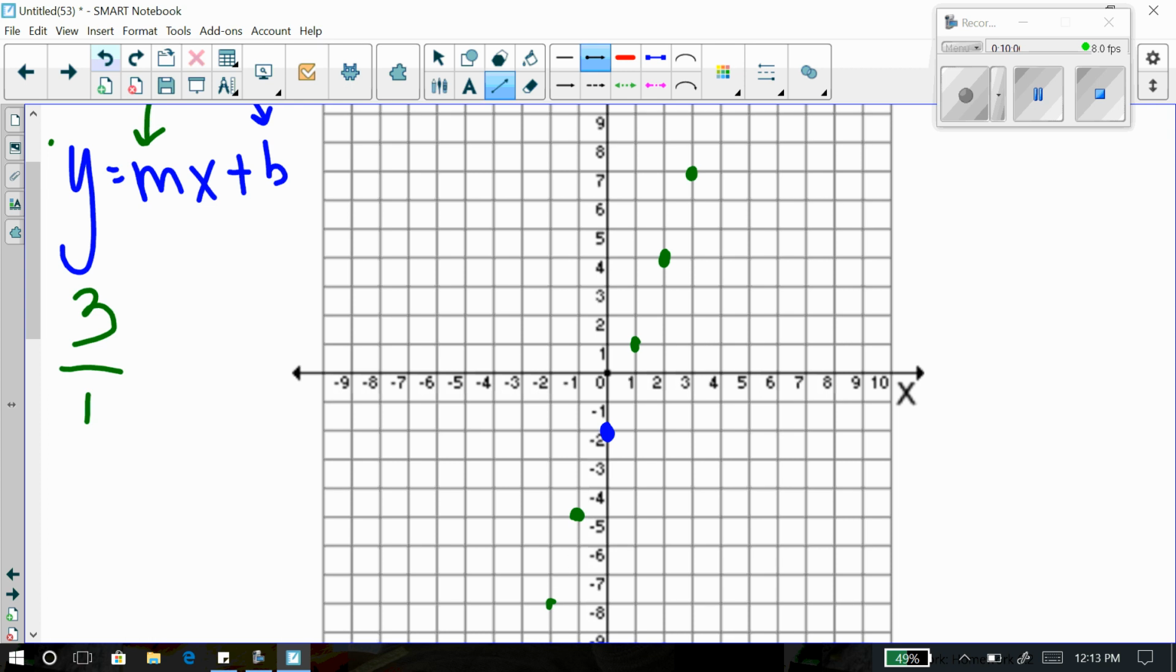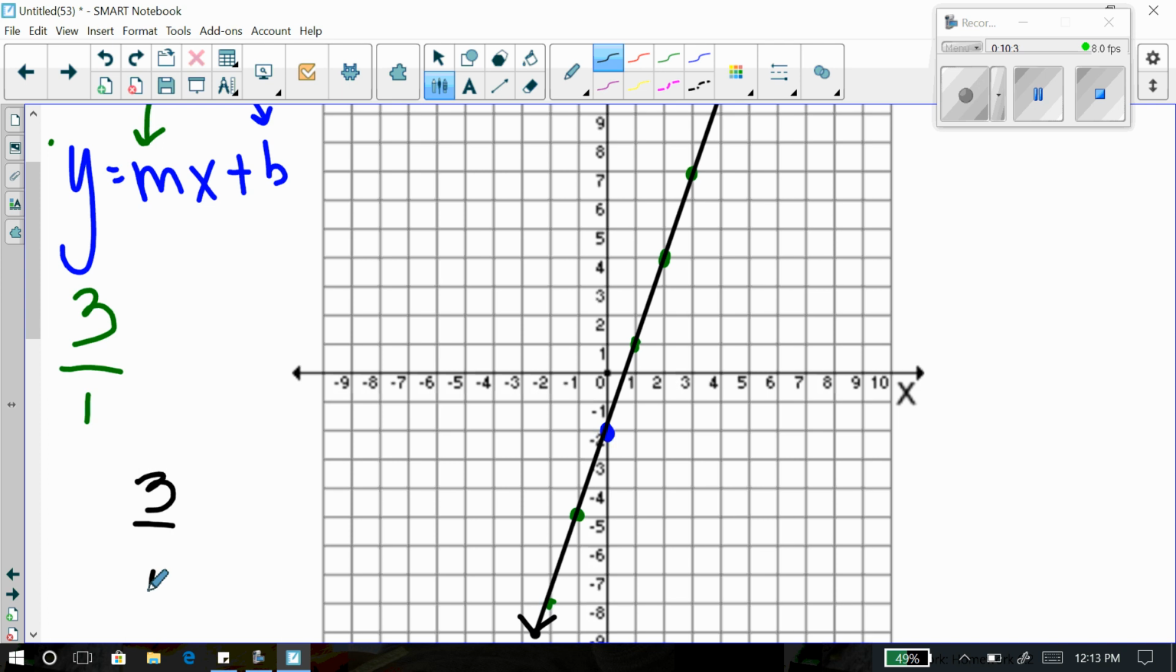Oops, that wasn't great, was it? And I'm going to make sure that I have arrows on both sides because it actually goes on forever and ever and ever. And that's how you graph the equation of a line. So you start at your y-intercept and you just count your slope. If it's a whole number, we just put it over 1. Because really 3 divided by 1 is 3.